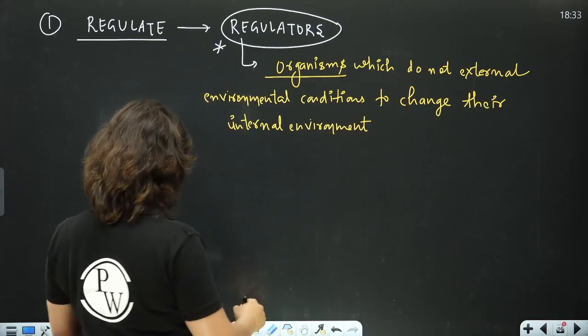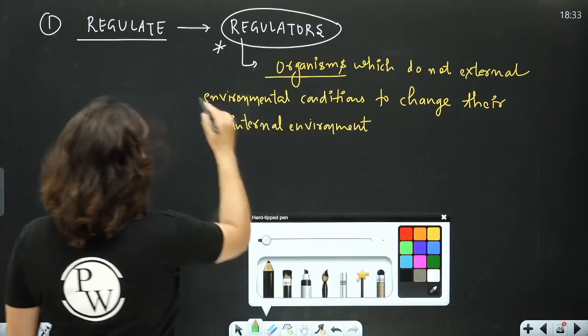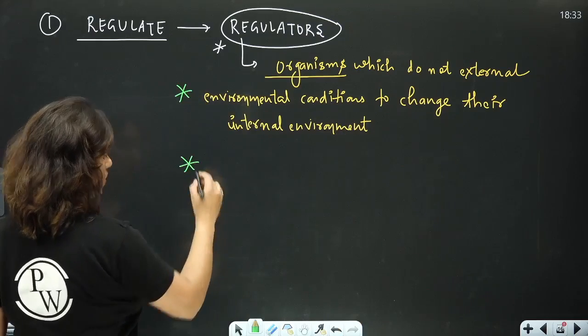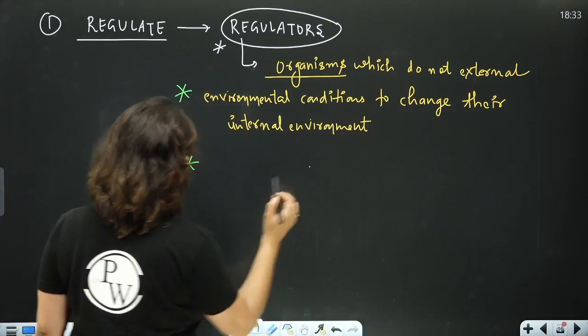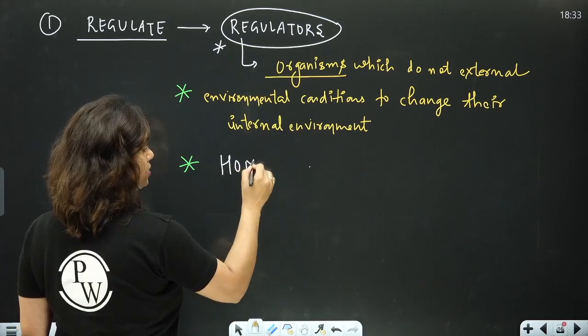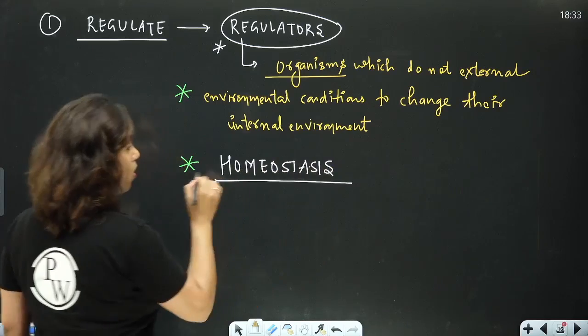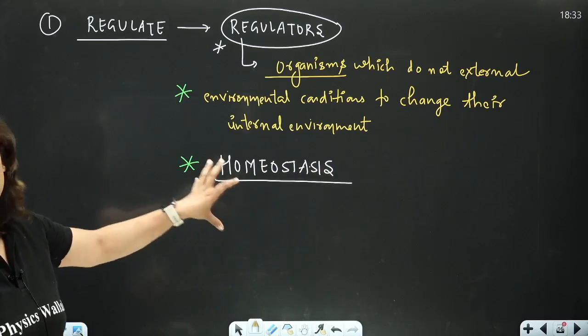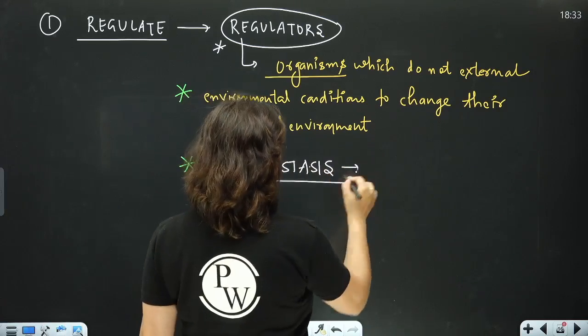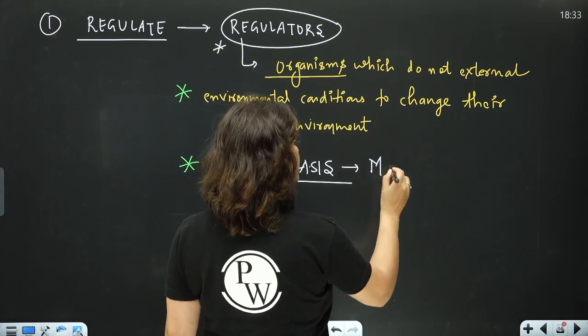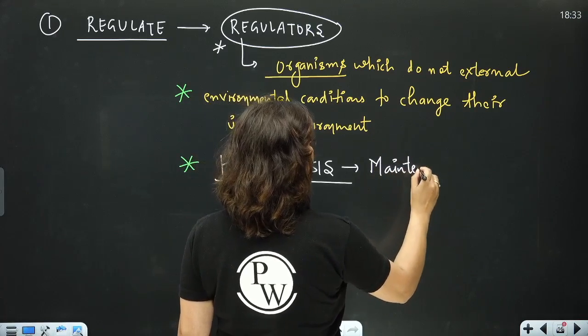And why can they do this? How can they do this? Because they have a very special mechanism inside them, and that is called homeostasis. All the regulators show homeostasis. What is the meaning of homeostasis? Maintenance of internal environment.